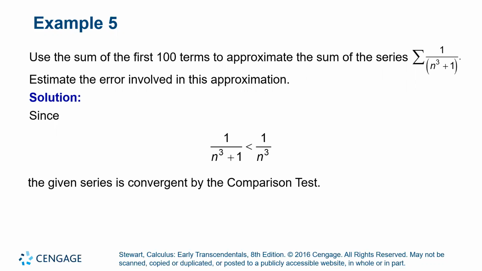So an example, 1 over n cubed plus 1. Use the sum of the first 100 terms to approximate the sum and then figure out what the error is. So in this one, we know we're going to compare to the p-series 1 over n cubed. That's the p-series where p is 3. And we know that this series 1 over n cubed plus 1 is convergent using the comparison test because we can find a larger series, 1 over n cubed, that is convergent. Therefore, so is ours, 1 over n cubed plus 1.